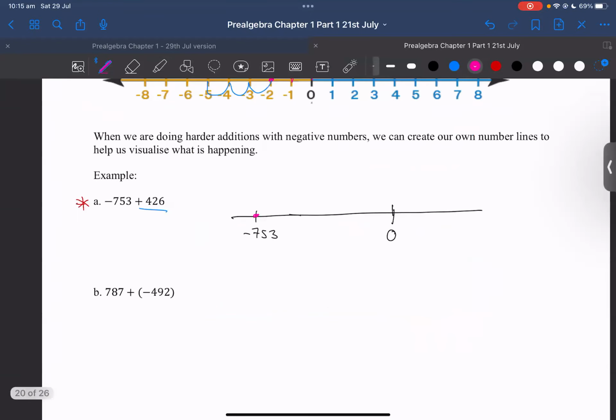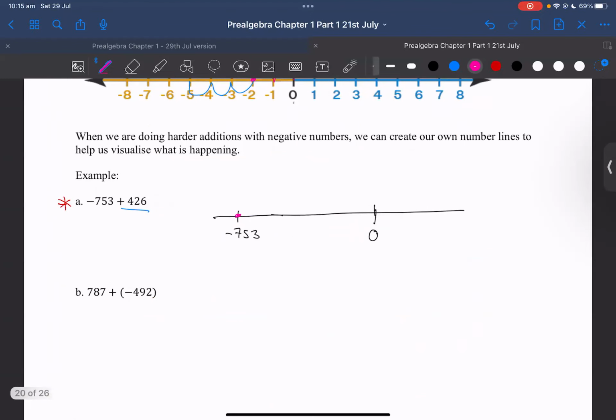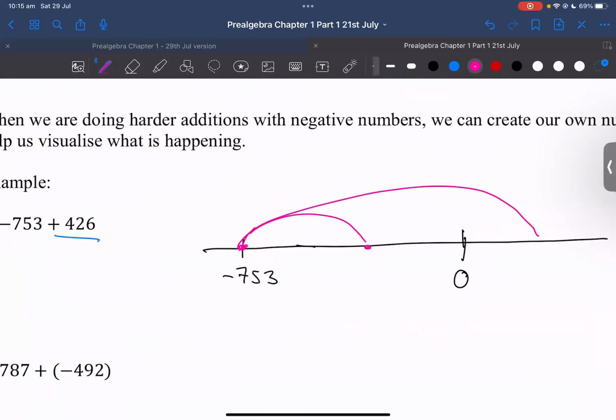We're starting at -753, we're going right, right? But are we going to go beyond 0, or are we going to go somewhere in between 0 and -753? In between, right? Because we're adding a smaller number. So that should help you with the scale, right? And then all we need to do is to figure out how far 426 takes us.